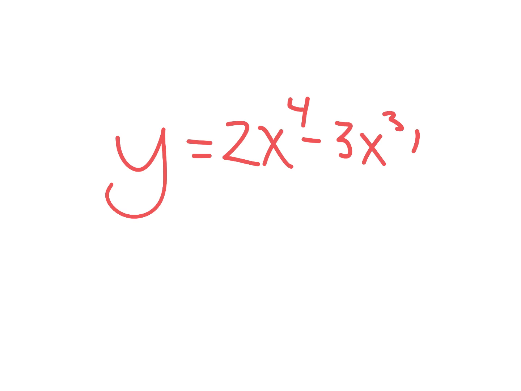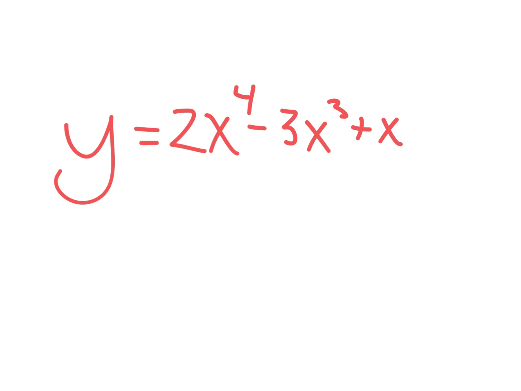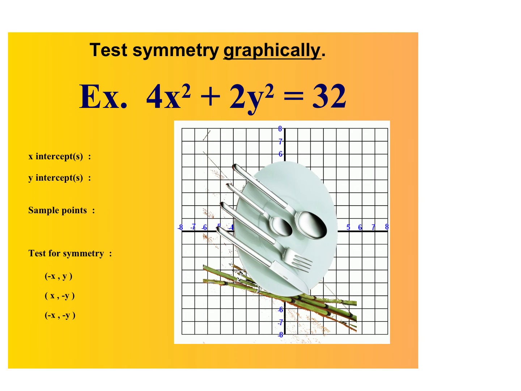So if I gave you that, anybody in here know what kind of symmetry it has just by looking at it? Nope. But would you know how to test it? Good. That's the point. All right. This one, they want you to test it graphically. That means you'd actually graph it. And it turns out to be an oval. So if it's an oval, what kind of symmetries would you think it probably has? Probably has all three.